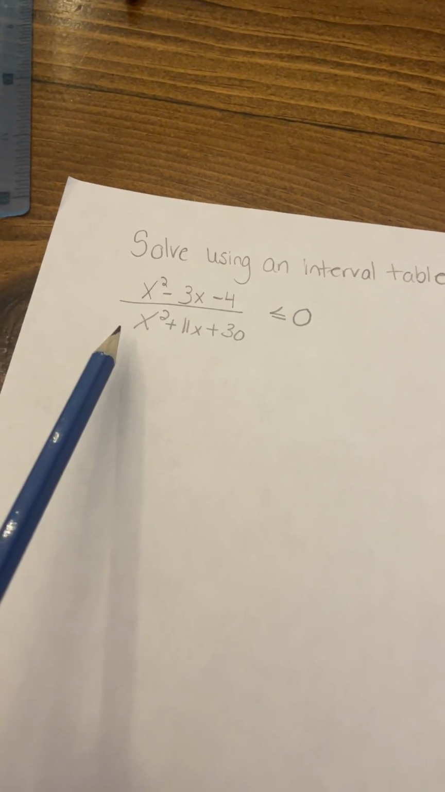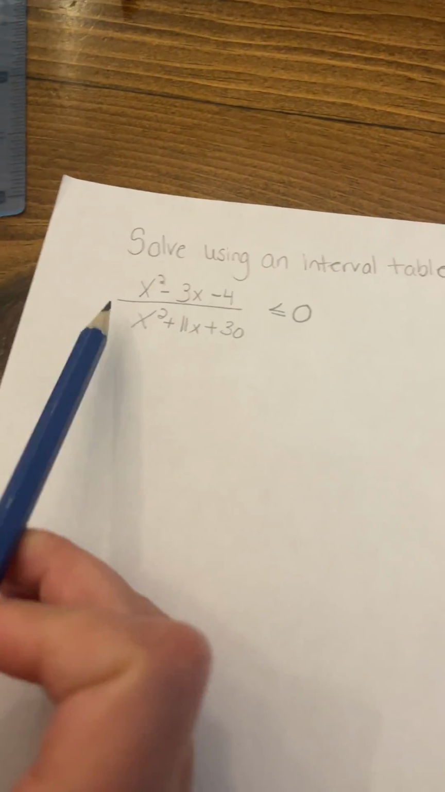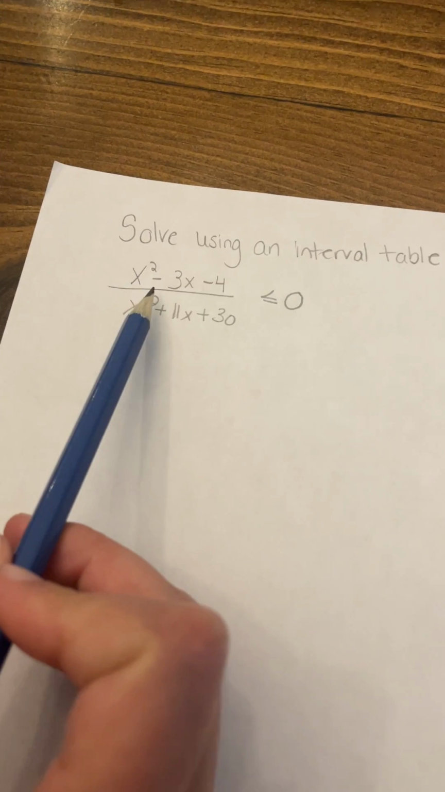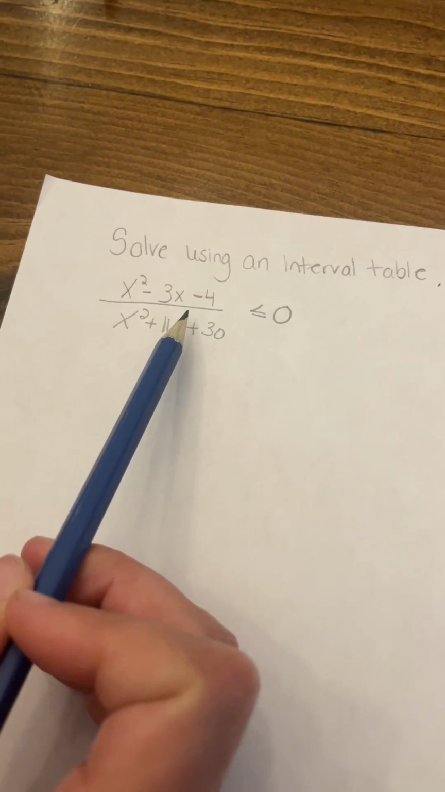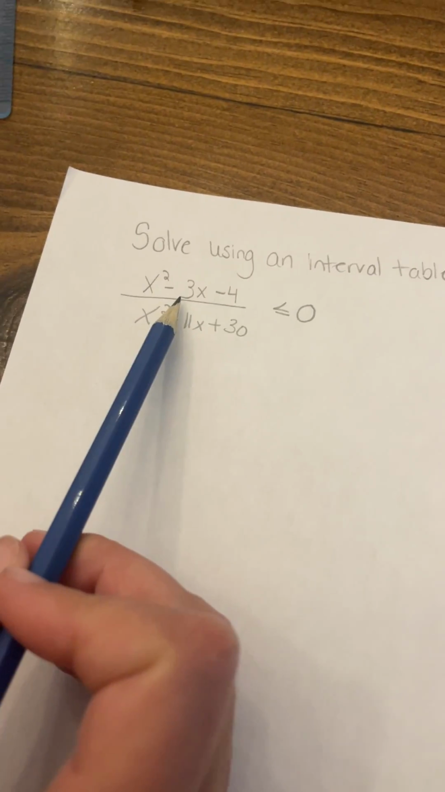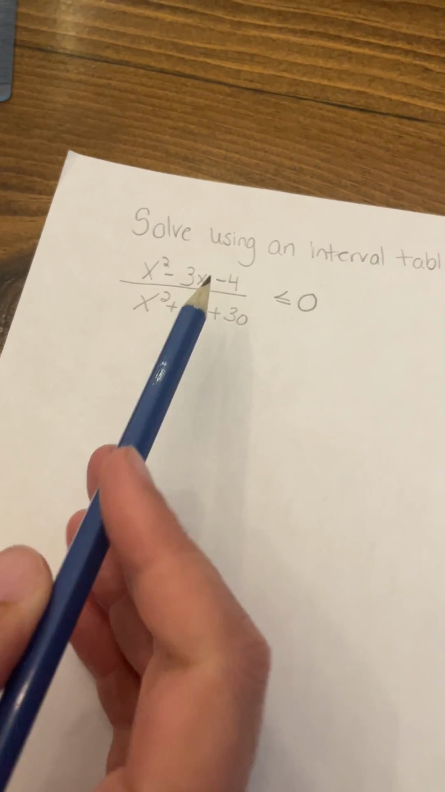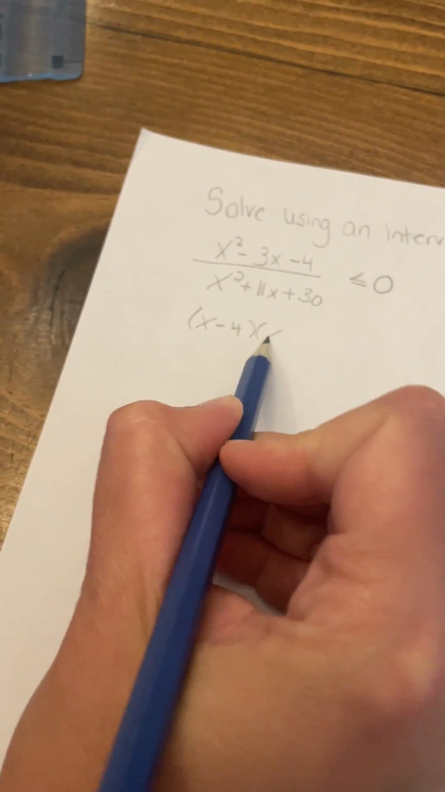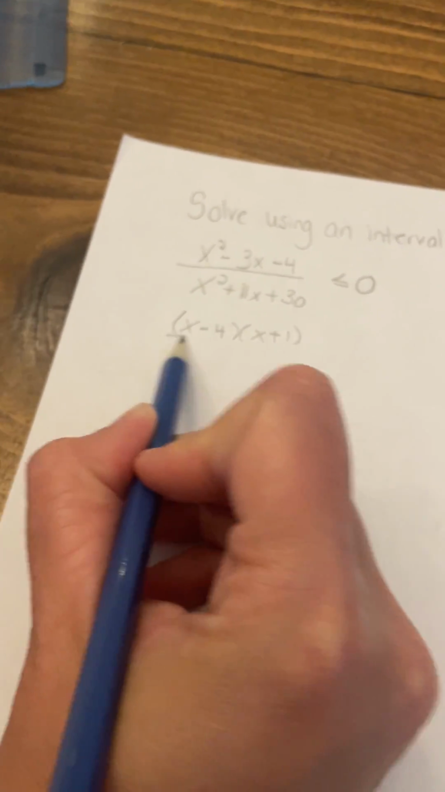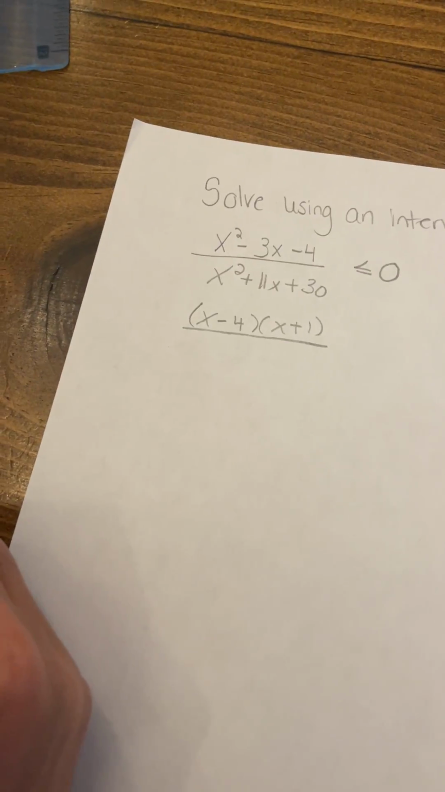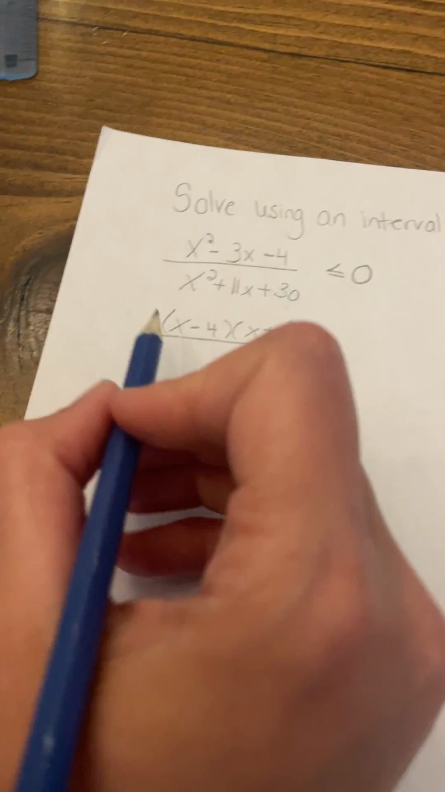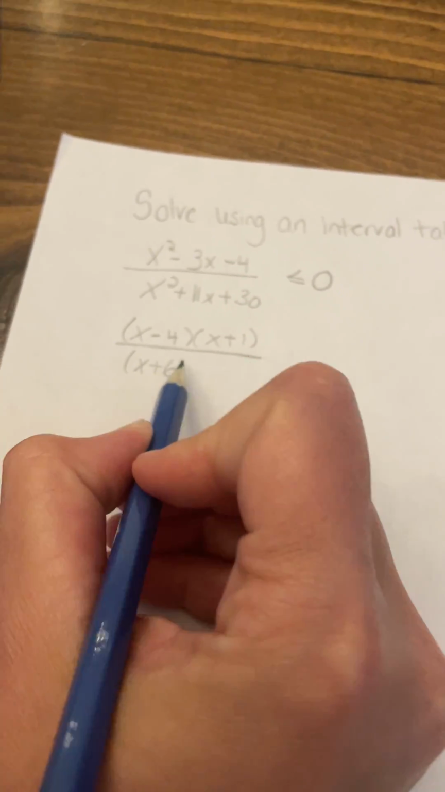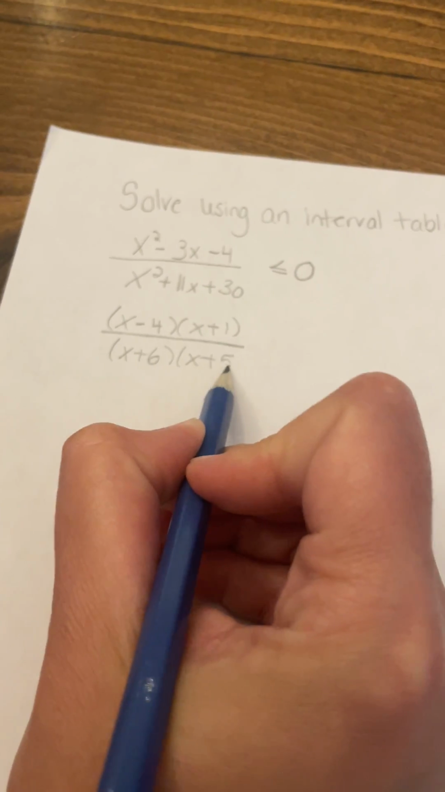The next step you're gonna wanna do is to factor it if possible. So if I look at the top, I have x squared minus 3x minus 4. If I find two numbers that multiply to -4 and add to -3, the numbers would be -4 and 1. So if I factor this, it's gonna be x minus 4, x plus 1. If I factor the bottom, two numbers that multiply to 30 and add to 11, it's not 15 and 2, it's 6 and 5. So x plus 6, x plus 5.